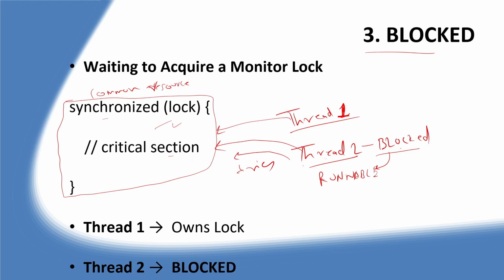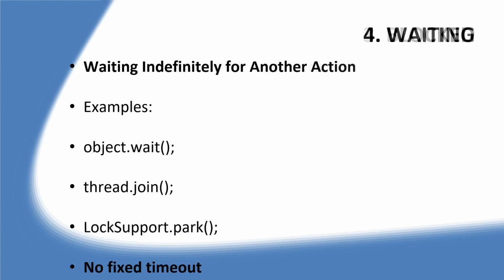Now, the next state is waiting. We have the waiting state. A thread enters the waiting state when it waits indefinitely for another thread or some specific action to occur. For example, Object.wait without a timeout can place a thread into waiting, or Thread.join without a timeout can also cause the current thread to wait for another thread to terminate.